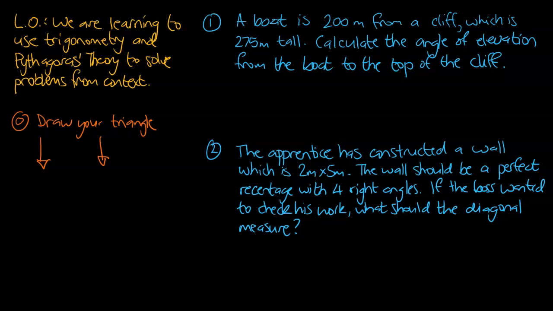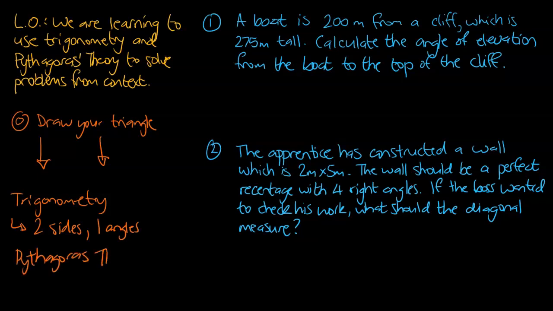Just a reminder, when you're dealing with trigonometry, you should have two sides and one angle. And don't forget Pythagoras' theory. You should have three sides and no angles. So sometimes it is difficult to tell when am I using trigonometry, when am I using Pythagoras' theory? But hopefully that gives you a bit of guidance as to what to do and when. So let's get into our questions.